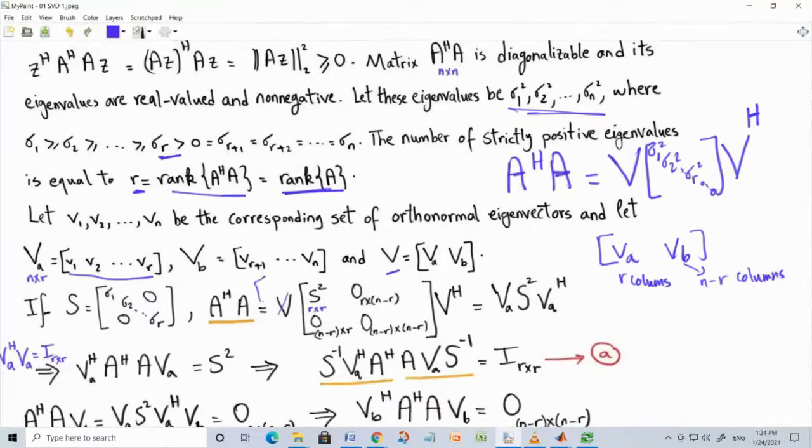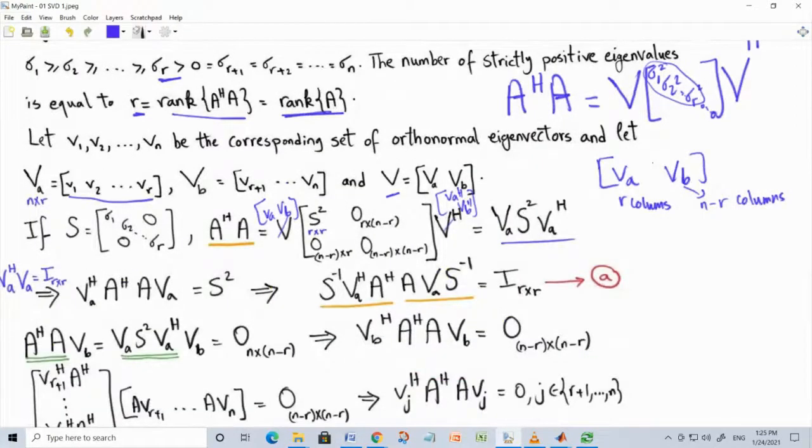Now if you write this as VA VB, and this as VA Hermitian VB Hermitian, and then you multiply, you will get VA S squared VA Hermitian. The VBs disappear because they are multiplied by all-zero submatrices. So this is again focusing on the non-zero part of the diagonal matrix. So A Hermitian A is VA S squared VA Hermitian.